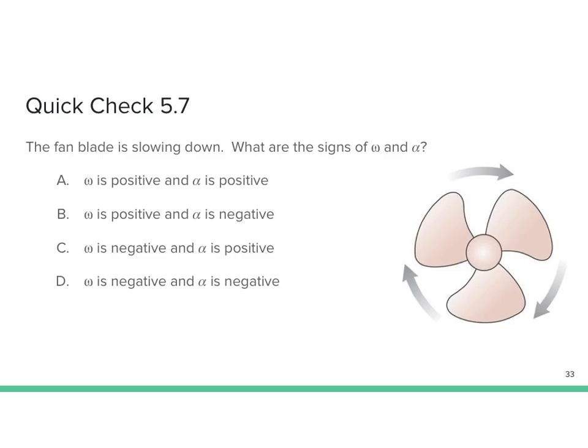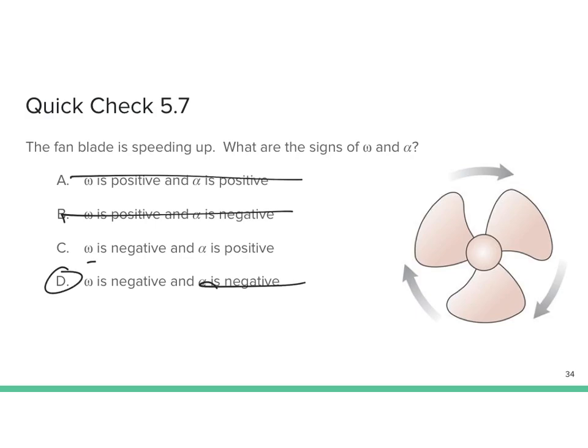Okay, another quick check. Here the fan blade is slowing down. What are the signs of omega and alpha? It's going clockwise, so omega is negative. It's going in the negative direction. However, it's slowing down in the negative direction, so alpha is positive. This is negative velocity, but it's slowing down. Same question, but now it's speeding up. Now omega is still negative, but if it's speeding up, alpha is also negative because it's speeding up in the negative direction.